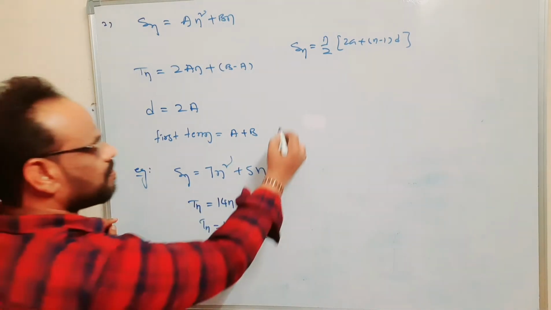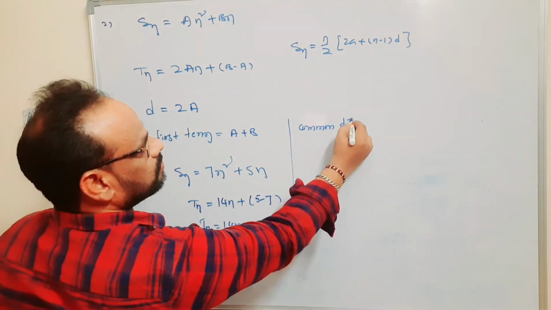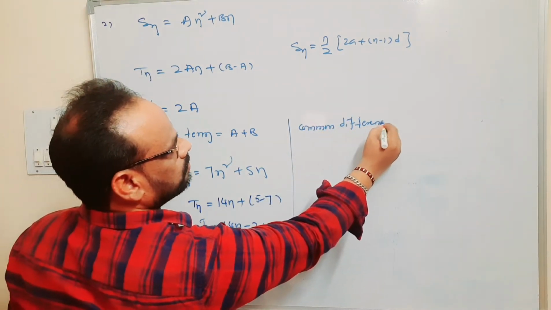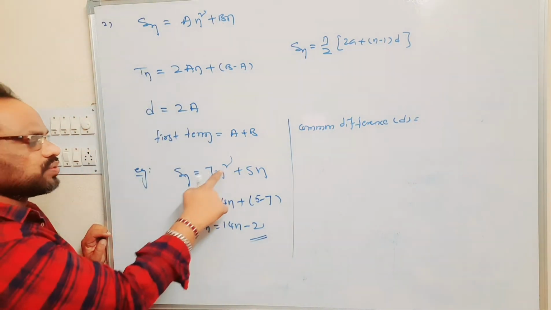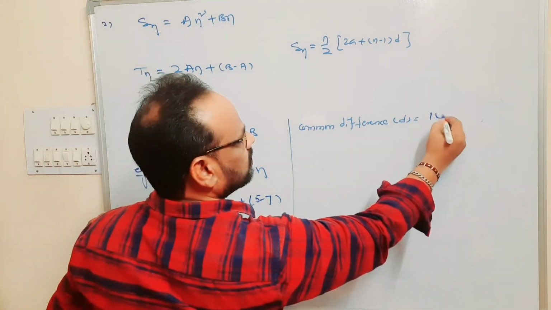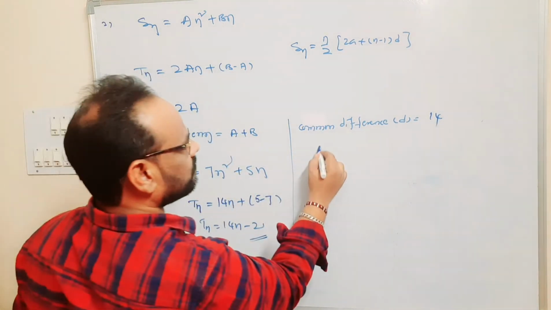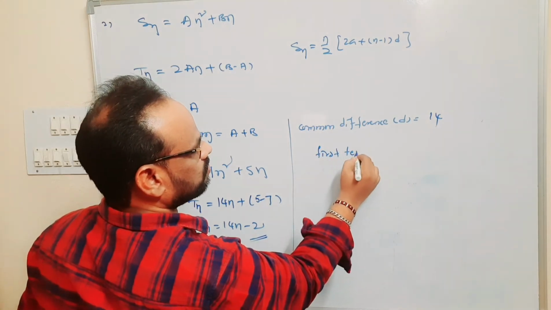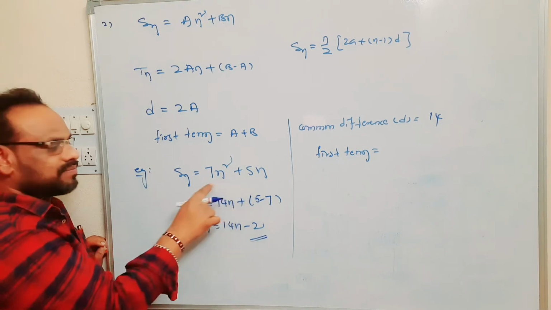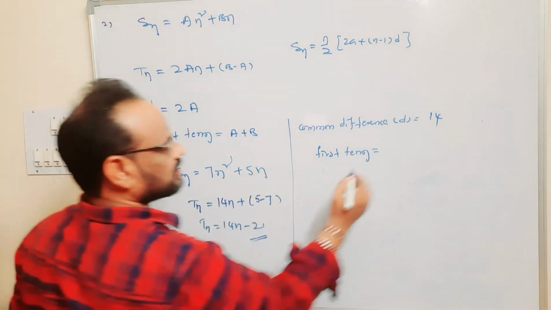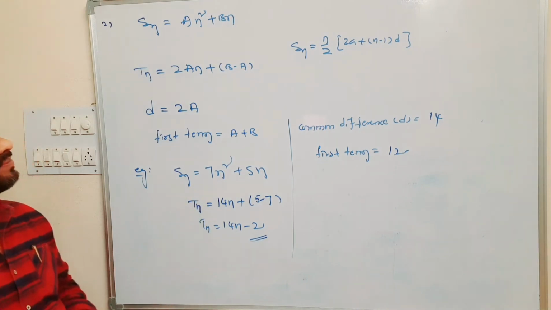How to find the common difference? Common difference d is equal to 2a, that is 2 sevens are 14, which is the common difference. Next, first term is equal to the sum of the constants, that is 7 plus 5, which is nothing but 12, is the first term.